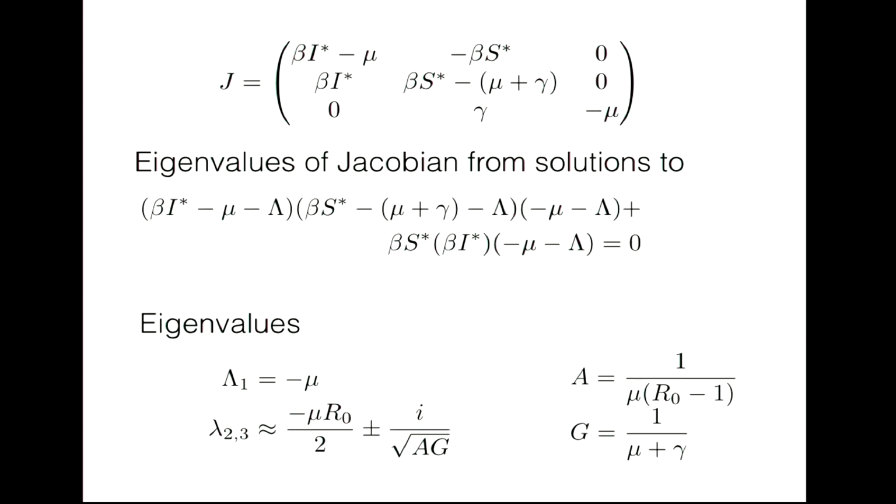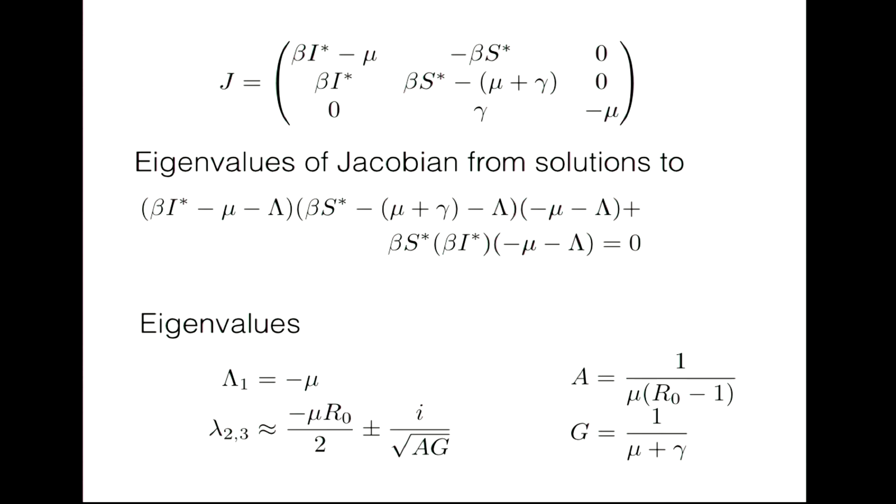But the eigenvalues of the Jacobian from these solutions include one negative eigenvalue of minus mu, and there are two other eigenvalues, lambda 2 and lambda 3, which is minus mu times r naught by 2 plus some term that has an i associated. So this is a set of solutions that come in complex conjugate pairs. The existence of these solutions with a complex part suggests that there are oscillations in the system which are damped because of this negative eigenvalue term that appears before this.